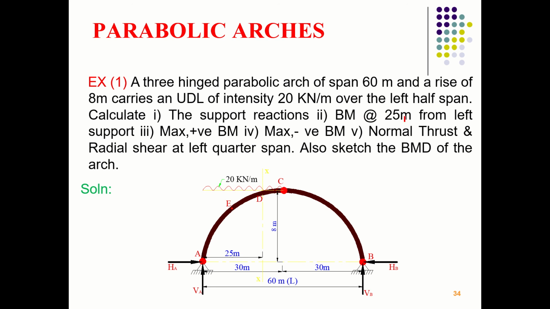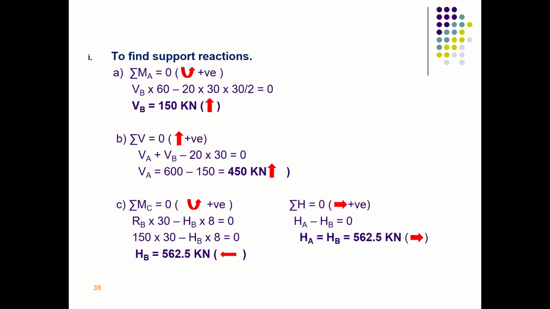The bending moment at 25 meter from the left, this is left and this is 25 meter. The center is at 30 meter. Then the maximum positive bending moment, maximum negative bending moment, and normal thrust and radial shear at the left quarter span. All these have to be determined at the left quarter span. Quarter means 1/4. Also sketch the bending moment diagram of the arch. So you have to draw the bending moment diagram as well.